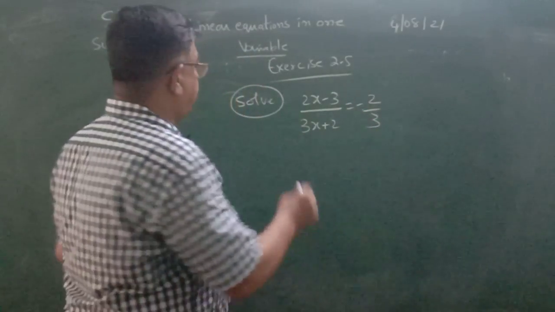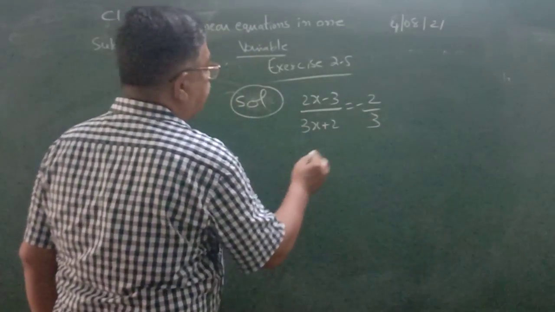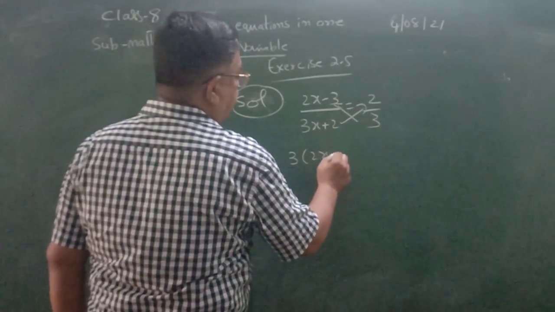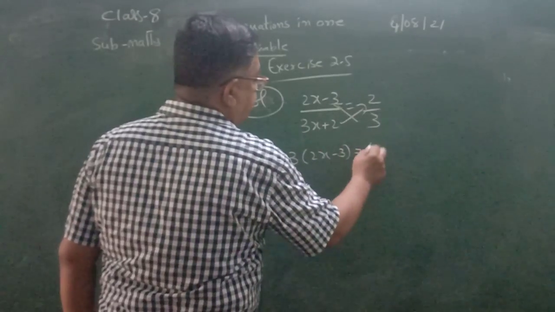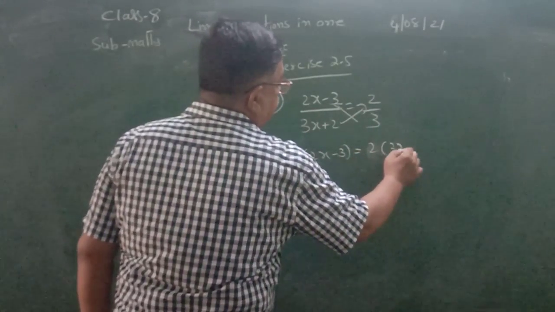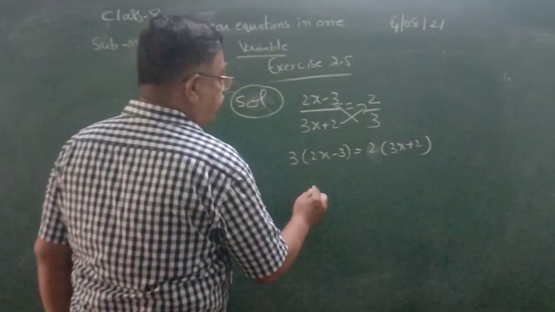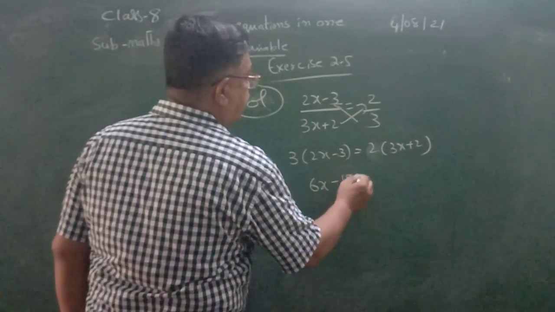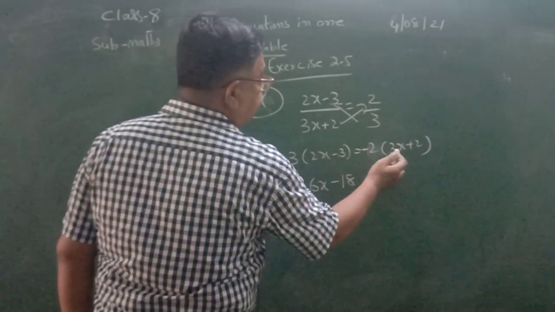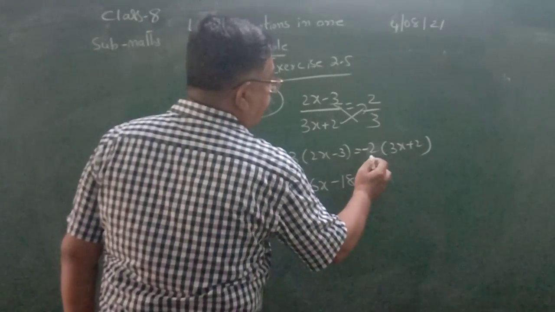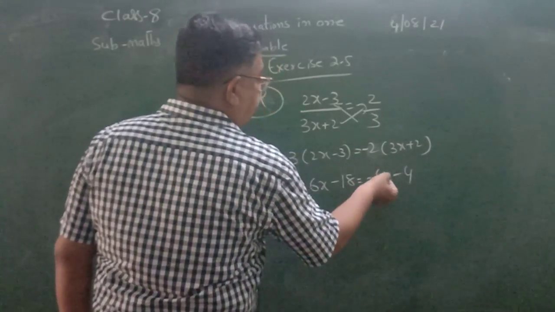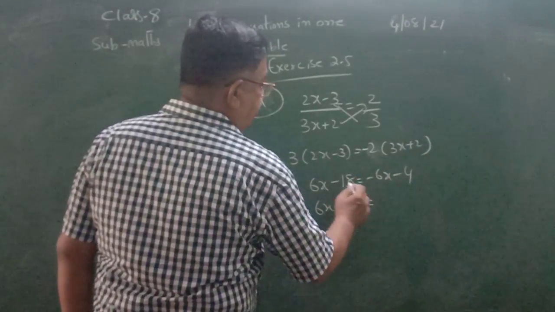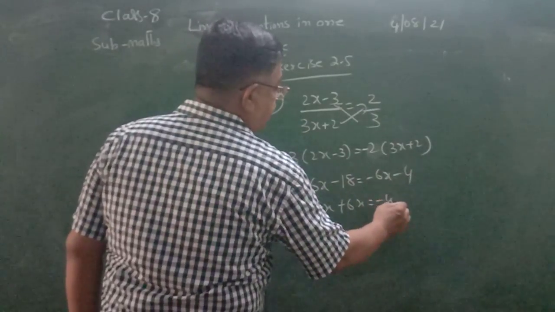So you write the first step as it is. Solution: cross multiplication. With the 3 you multiply 2x minus 3, with the 2 you multiply 3x plus 2. 3 into 2x is 6x, 3 into minus 3 is minus 9. This is minus 2: minus 2 into 3x is minus 6x, minus 2 into plus 2 is minus 4. Now bring down x terms to one side.